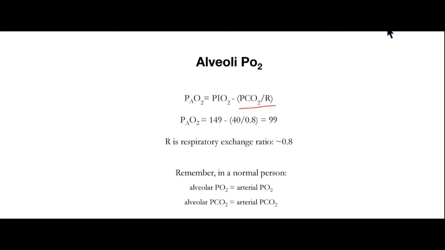In a normal person, you should have alveolar and arterial partial pressures of oxygen and carbon dioxide being equal. Because it's a perfusion-limited gas, by definition, it should have reached equilibrium for the partial pressures before that blood has finished passing through that pulmonary capillary bed.